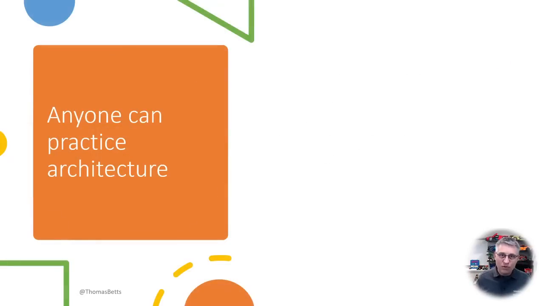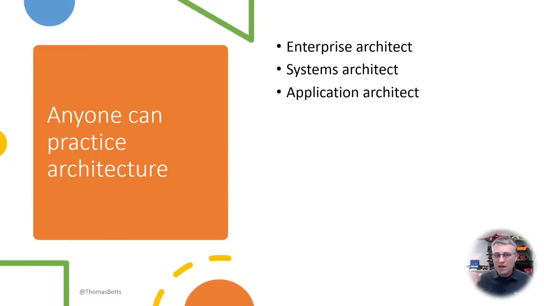That's because anyone can practice architecture. Some of those people will be enterprise architects, systems architects, application architects. But even a lead engineer has some architectural responsibility. It's like those staff plus roles we keep talking about. And I want to dispel the myth that you have to get to a certain level before you can start doing architecture. The main differentiator isn't the type of work being done, it's the scope of the influence and the impact of the decisions that a person makes.